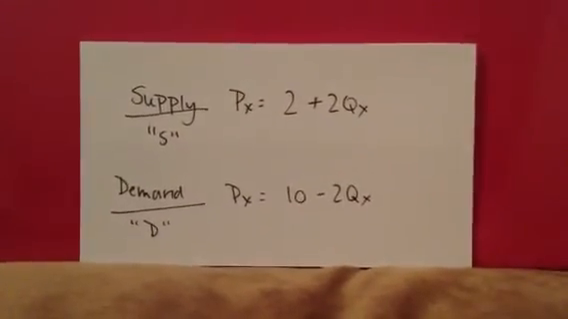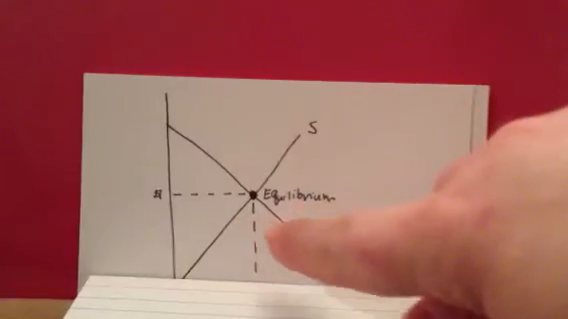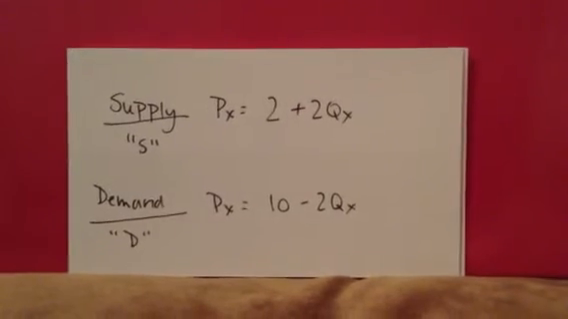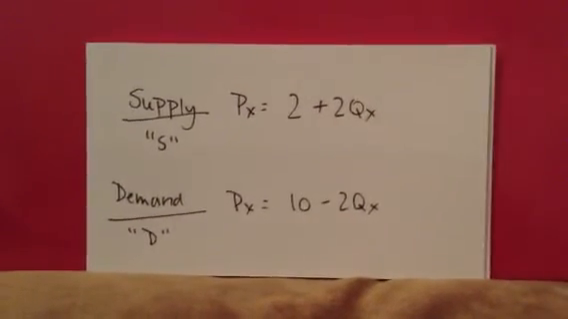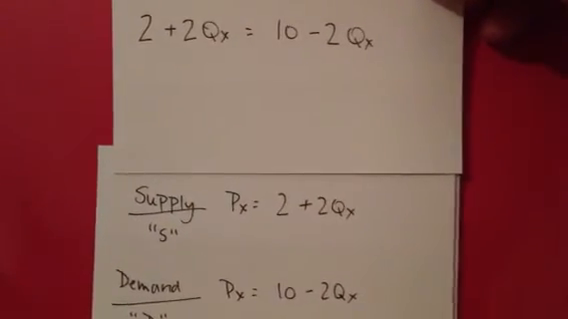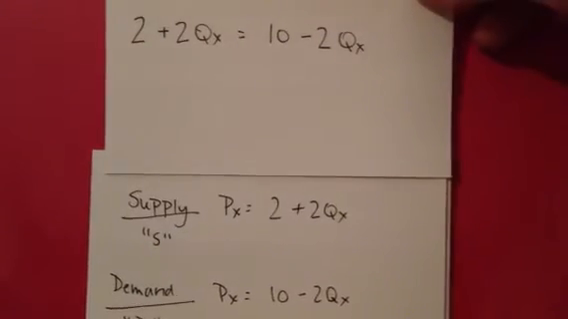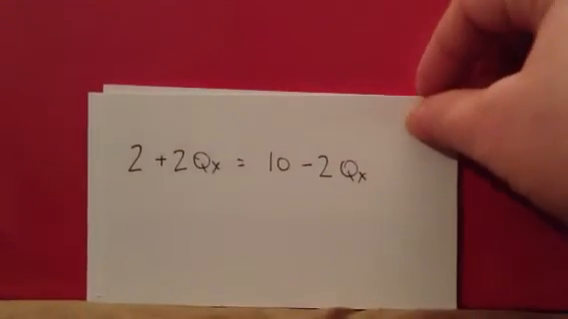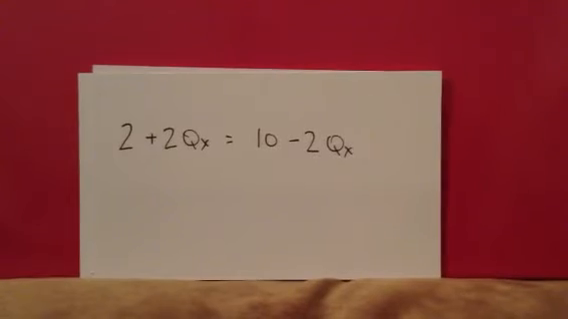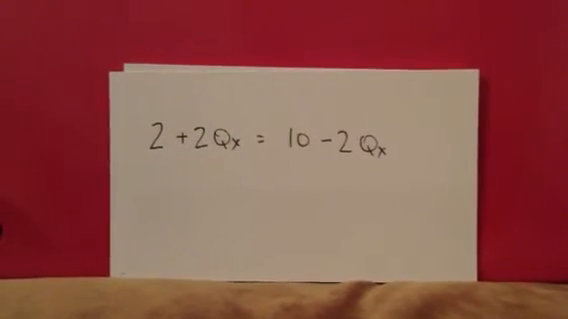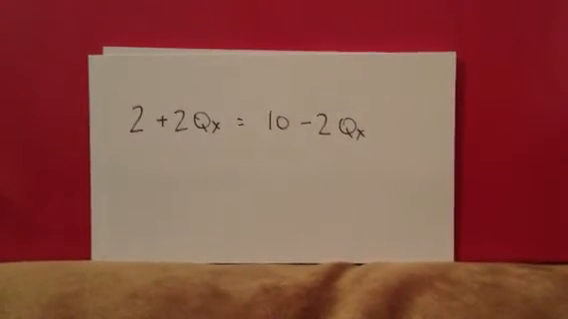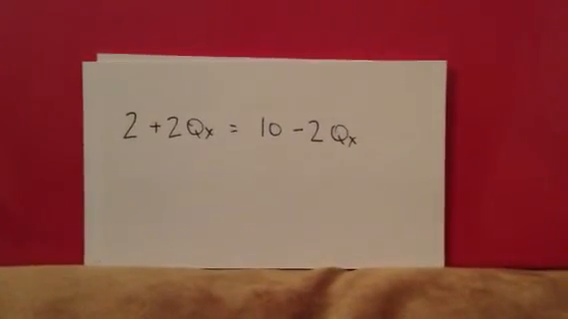Since we're solving for the equilibrium, which is the point right here where these two intersect, we have to think that these two lines should be equal to each other. So we set both of these equations equal to each other. You now have 2 plus 2Qx equals 10 minus 2Qx. All we did was set the two lines equal to each other, and then we solve for that. Me personally, I don't like negative numbers, so I try to move the variables I'm solving for to whichever side makes them positive.